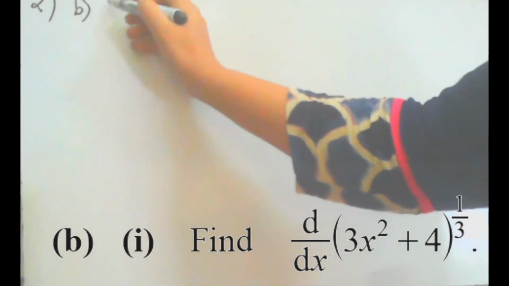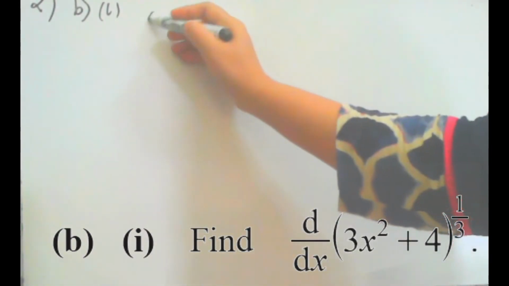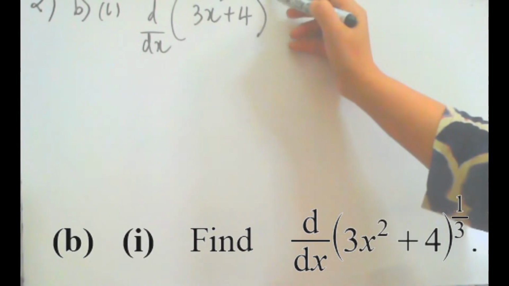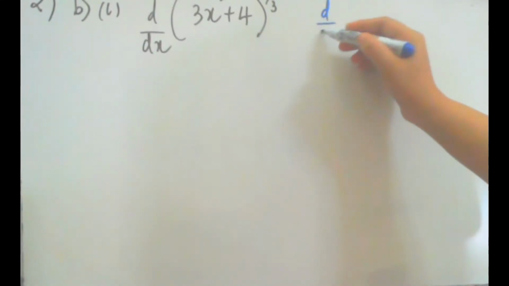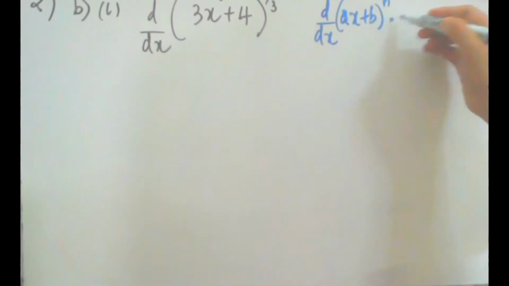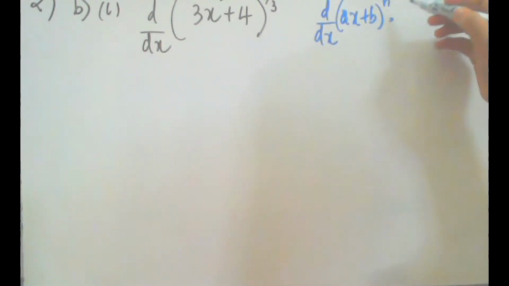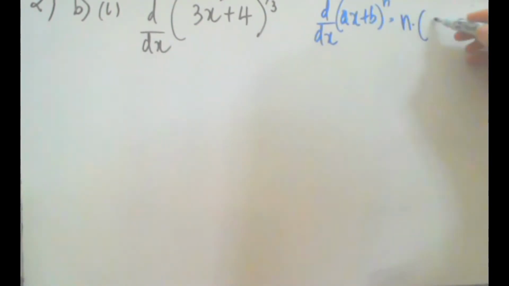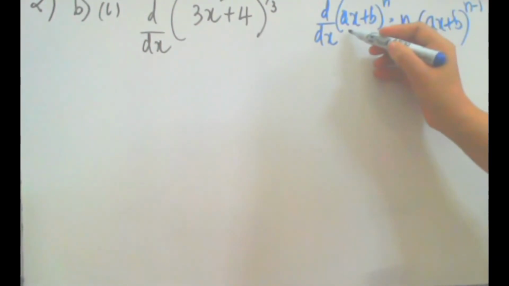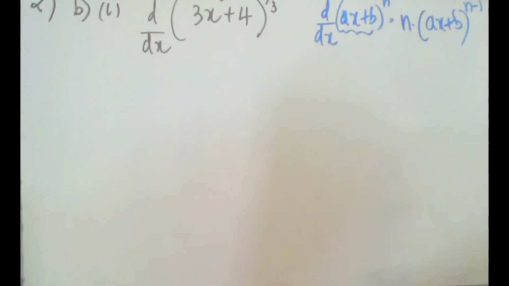Let us start b-i. Find d by dx of 3x square plus 4 whole power 1 over 3. Apply the formula d by dx of ax plus b whole power n. Just like x power n, we will do this in the same way. First write the index, which is n, then write the bracket ax plus b, reduce the power n by 1, then differentiate what is inside the bracket. Bracket open, differentiation of ax gives me a, plus differentiation of b, which is a constant, gives me 0.